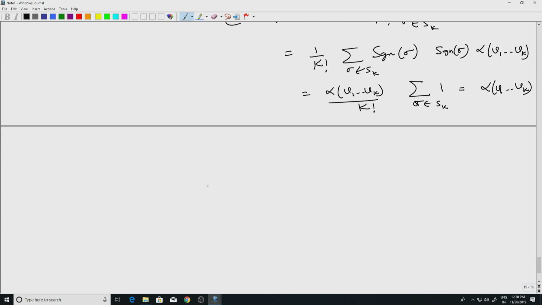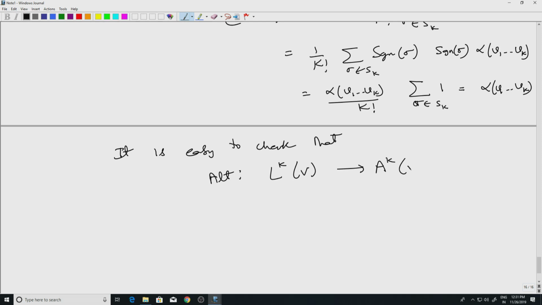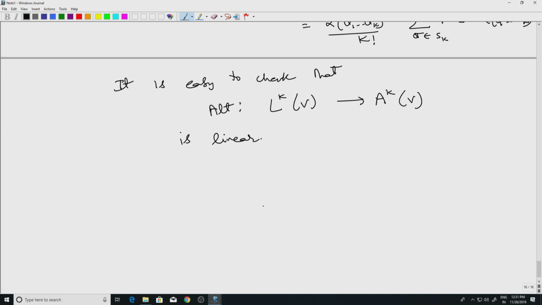So that proves the two properties of alt that I wanted, and as I said, it's easy to check as usual that the alt map itself, from LkV to AkV, is linear. So alt of the sum of two forms is the sum of their alts, and similarly alt of a constant times a form is constant times alt of that form. So I won't write it down. These are fairly straightforward.